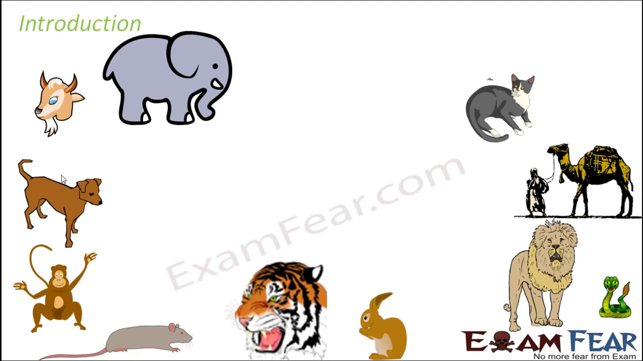Topics to be covered in this lesson are biodiversity and biodiversity conservation. Before we talk about conservation of biodiversity, first let us talk about biodiversity. What do we mean by biodiversity? The word diversity means variety and bio means life. So the variety of life forms which we see around ourselves, they all together constitute the biodiversity.